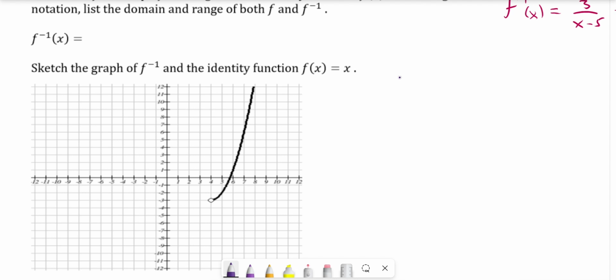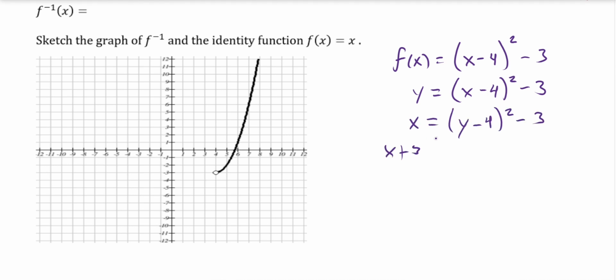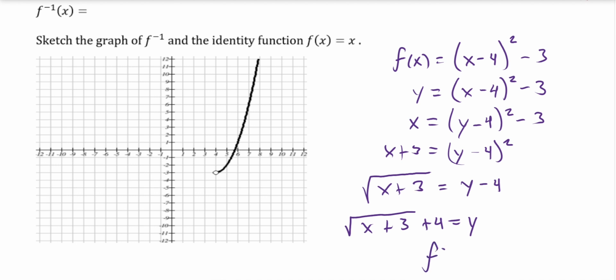Okay. So here what I want to do is take the function notation, rewrite things involving y, and switching the roles of x and y, I now want to solve for y. We add 3 to both sides, we get rid of this square by square rooting, and then we get rid of the minus 4 by bringing it over as a plus 4. This is my inverse function.